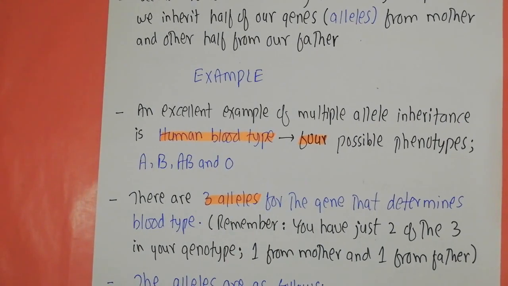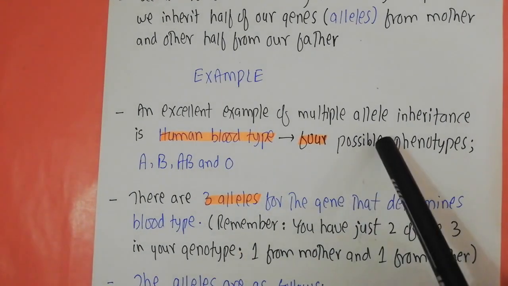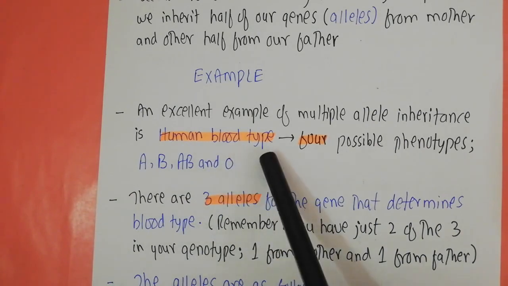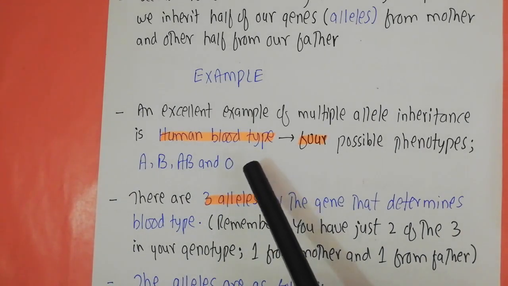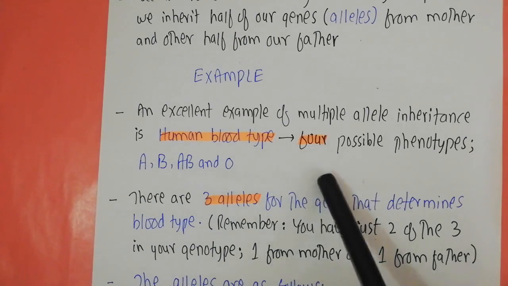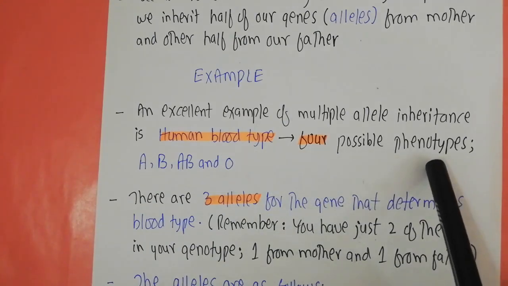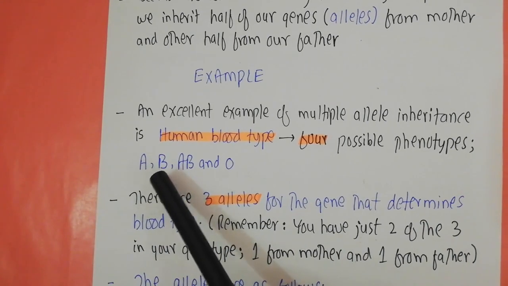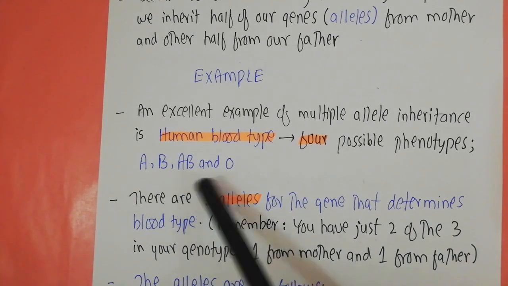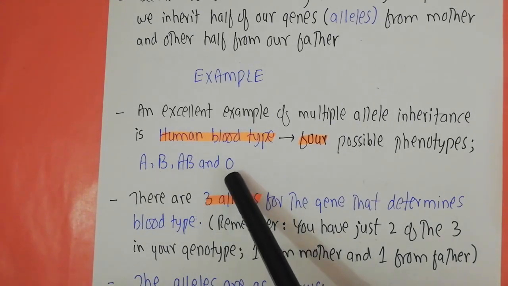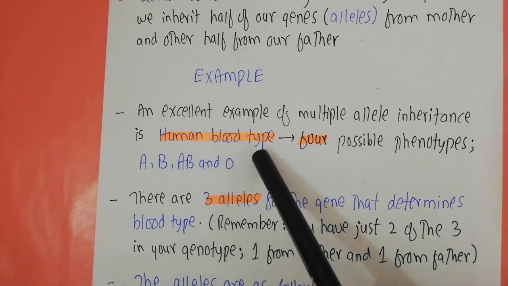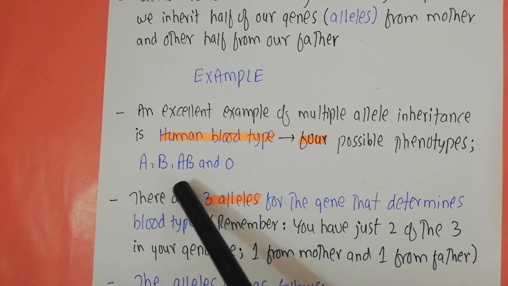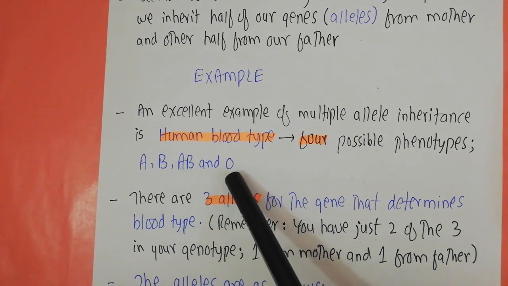Now, one of the excellent examples of the multiple allele is the inheritance of the human blood type. So when you talk about the human blood type, there are 4 possible phenotypes. You can have the type A blood, you can have the type B blood, you can have AB blood, or you can have the O type of the blood. That means that the human blood type can have 4 possible phenotypes, the A, B, AB, or the O.